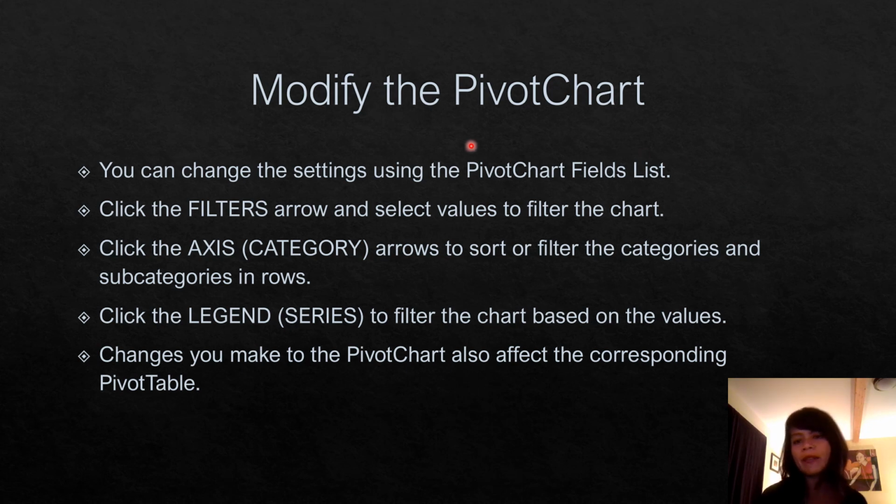Next, we look at modifying the pivot chart. You can change the settings using the pivot chart fields list. You can click on the filters arrow and select the values to filter the chart. You can click on the axis category arrows to sort or filter the categories and subcategories in the rows. You can click on the legend series to filter the chart based on the value. So the changes you make to the pivot chart, like I said, also affect the corresponding pivot table.